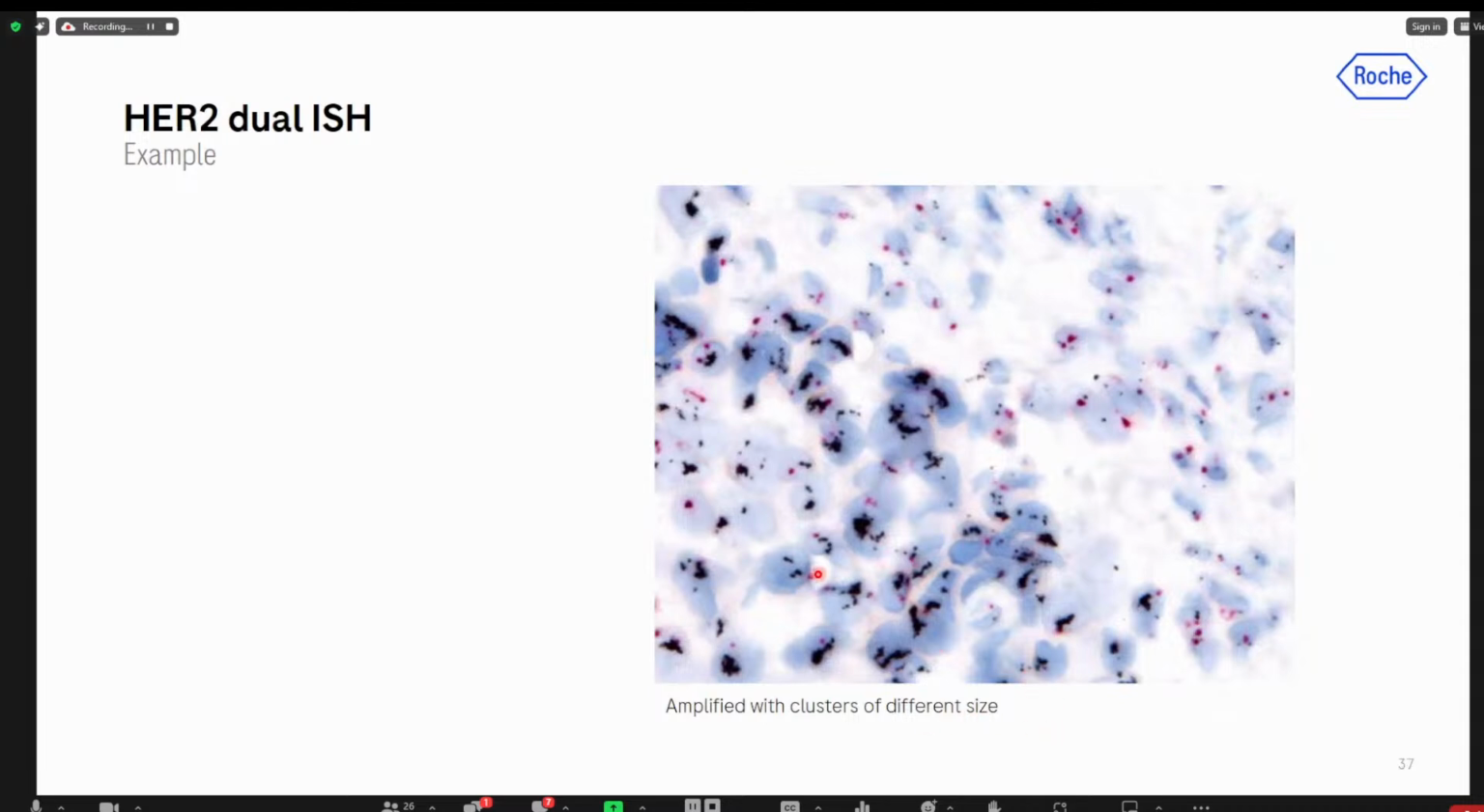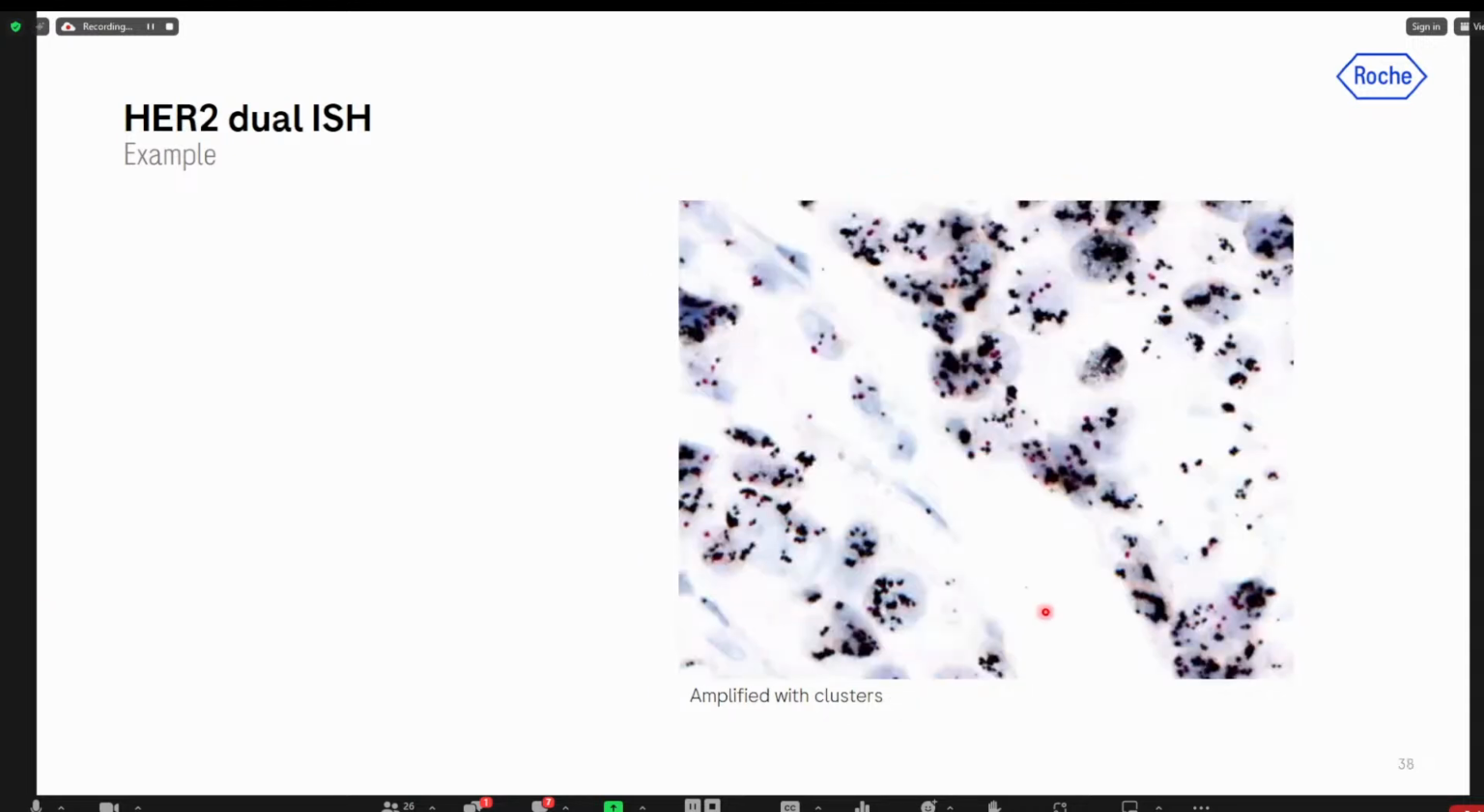Another example of amplified with clusters. Here you can see both these clusters and much smaller clusters. So of course, depending on which cells you end up with, you will end up with very different HER2 copy average numbers, but for the sake of the patient, it will not have an impact on the treatment. Another beautiful example of a clustered amplified case with perfect internal controls.